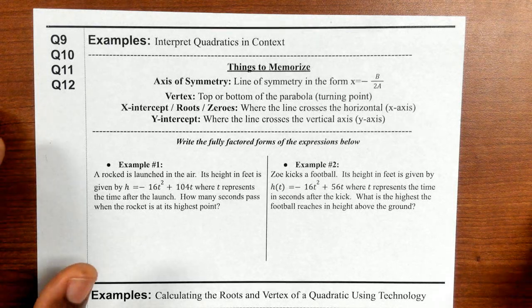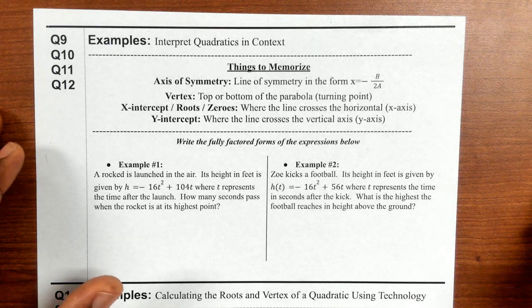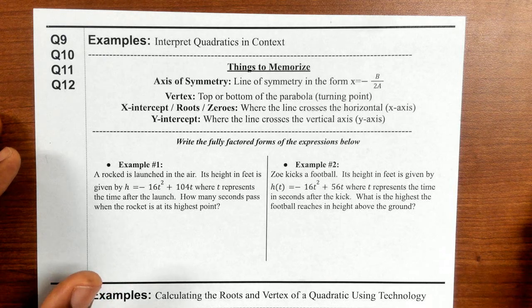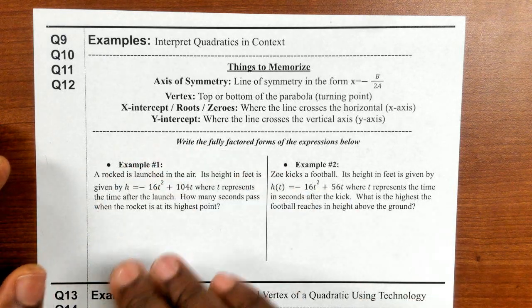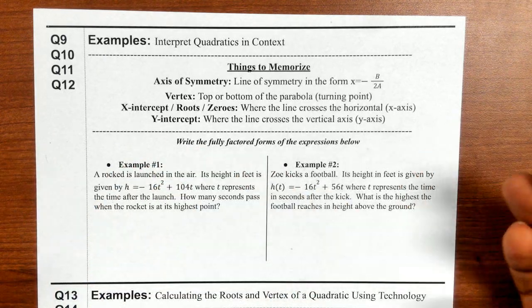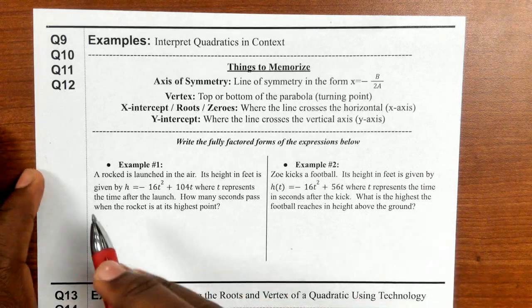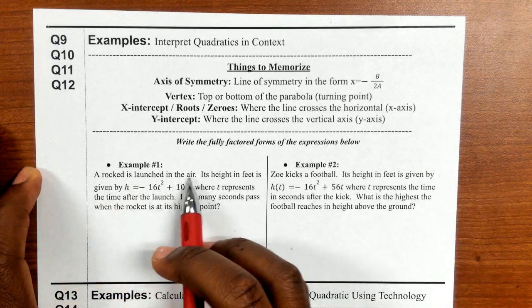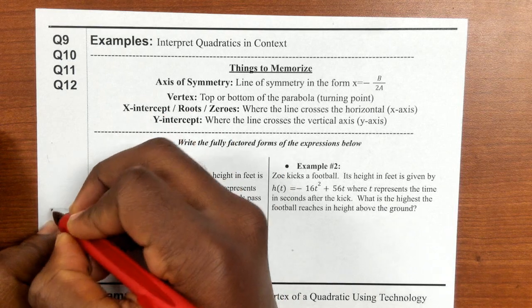All right, question number 9, 10, 11, and 12. So question number 9, 10, 11, and 12 wants us to read this context and interpret what the question wants us to do. So the question says, a rocket is launched in the air. So let's go ahead and start drawing some stuff.